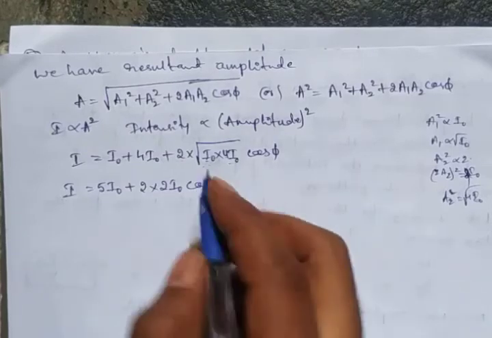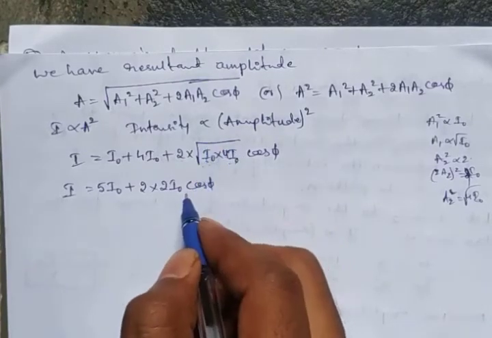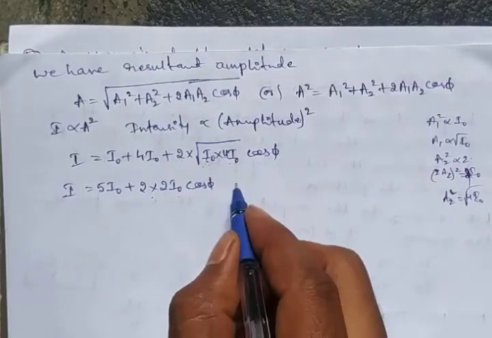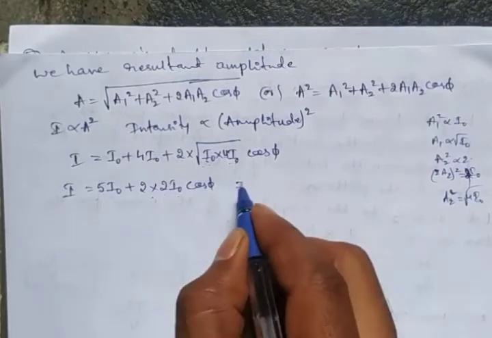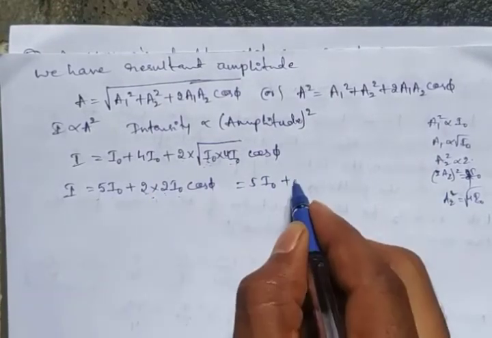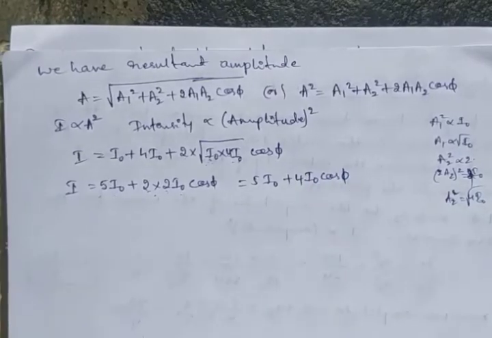cos pi. Here I naught into I naught square, the square root cancels, and we get I naught. The square root of 4 we can write as 2. Okay, so I is equal to 5 I naught plus 2 into 2, which is 4 I naught cos pi. Okay, I is equal to this; we got this value.